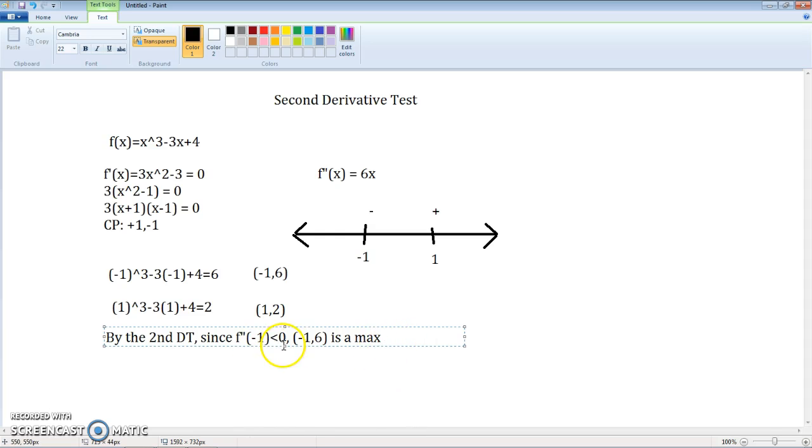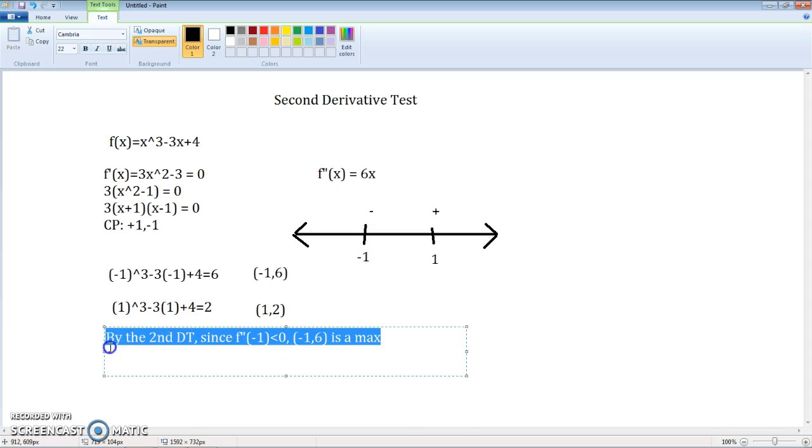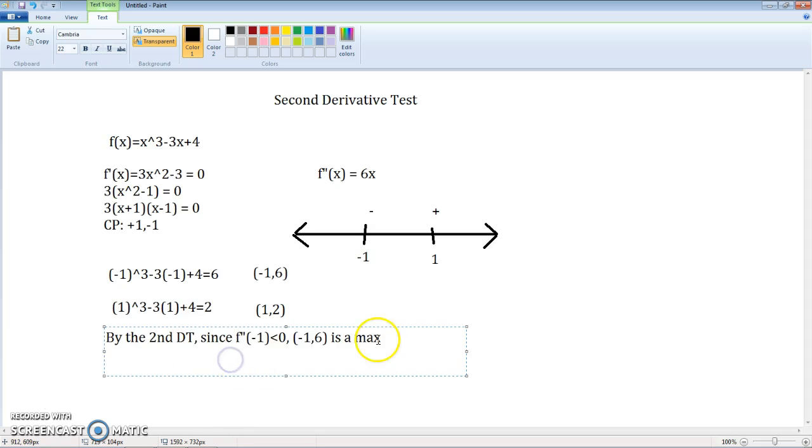And you could pretty much do the same thing for the other point, except you're going to be saying it's a minimum. So by the second derivative test, since f double prime of 1 is greater than 0, the point 1, 2 is a minimum. And that's it.